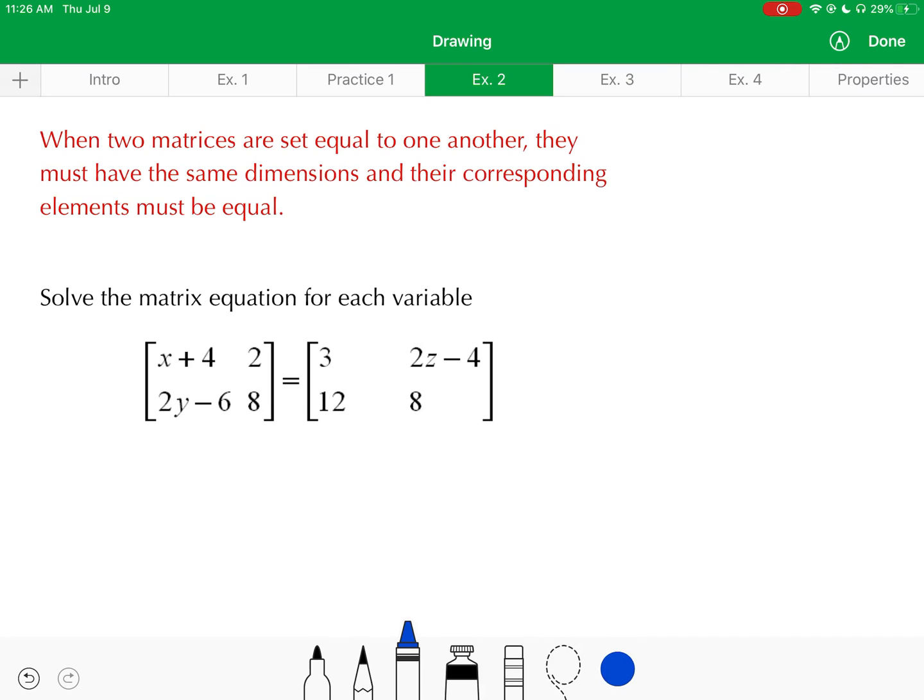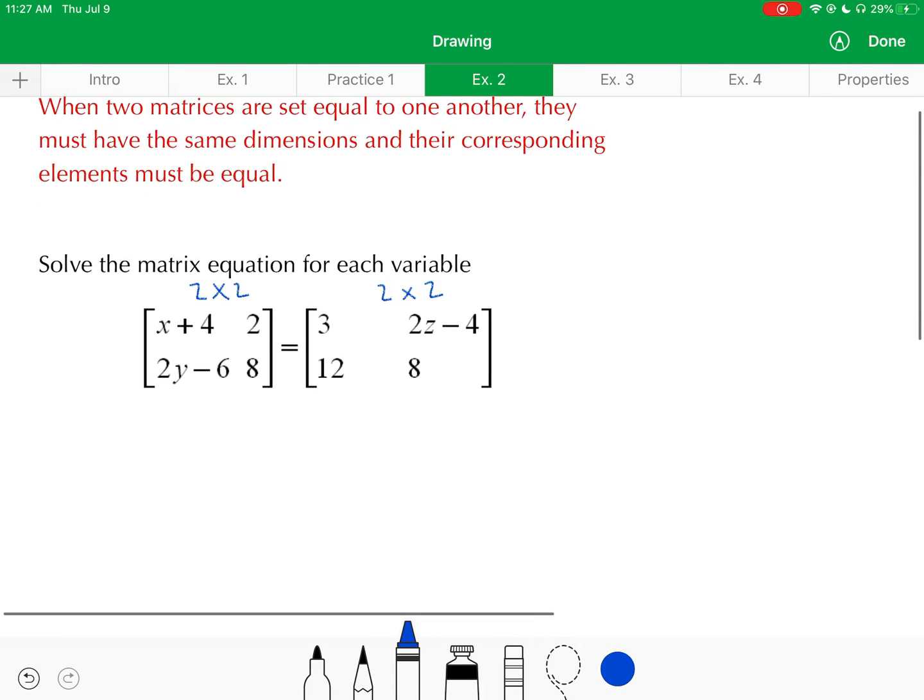So here's an example of one. Both of these matrices are 2 by 2 matrices. 2 by 2, 2 rows, 2 columns. And those are called square matrices when your rows and your columns are equivalent to each other. So I would like to solve for each variable that is showing up within this matrix equation.